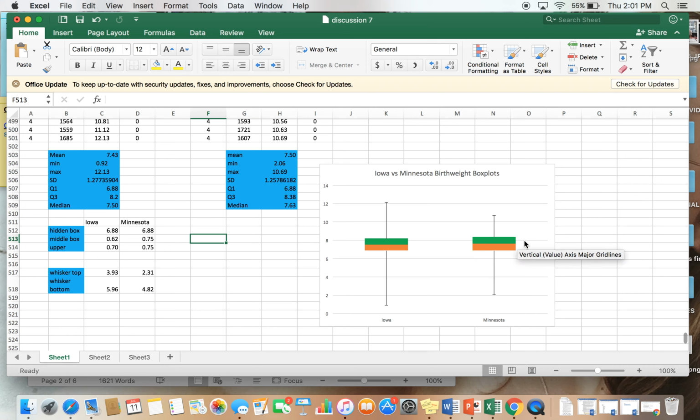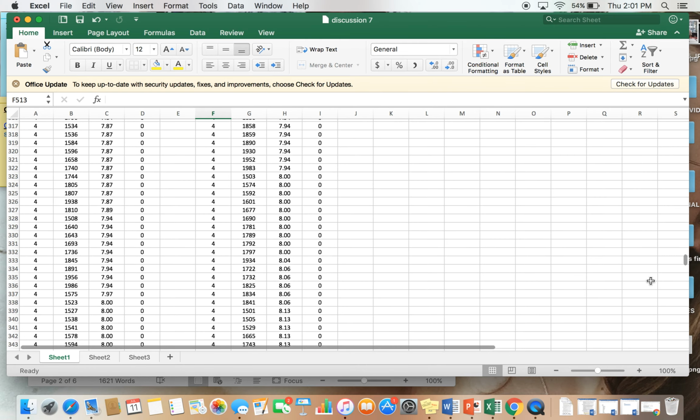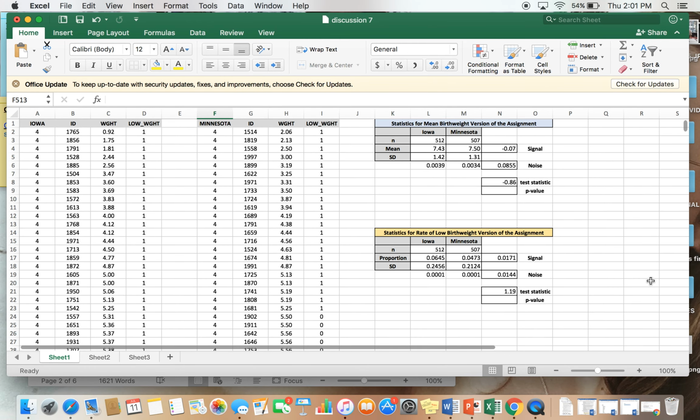The Minnesota box seems slightly higher up due to its median of 7.63 and its mean of 7.5, as opposed to the 7.43 and median of 7.5. But other than that, it is seemingly even. So that could give us some predictions as to what we could think about the null hypothesis and the alternative hypothesis in the next step coming up. Now we're going to do the 5-step hypothesis test.